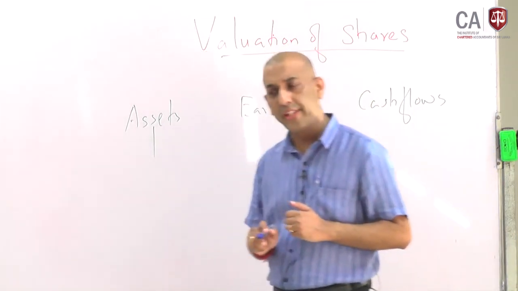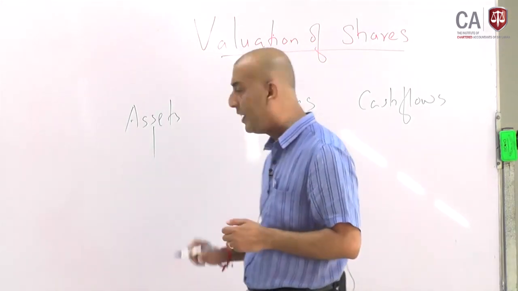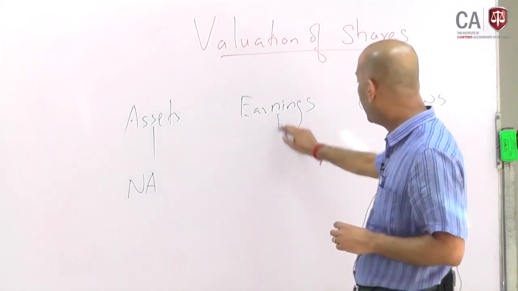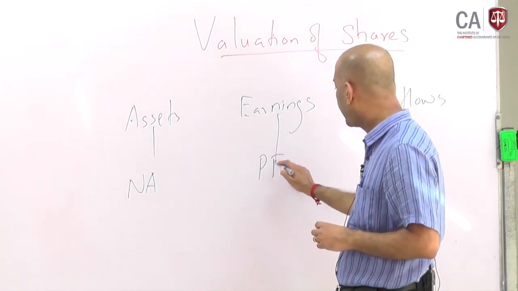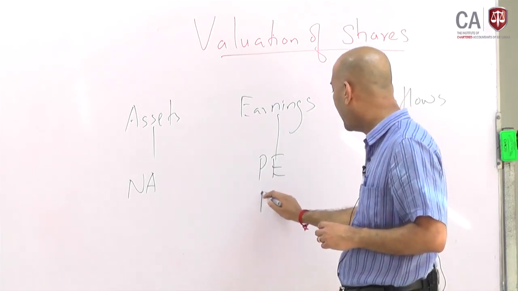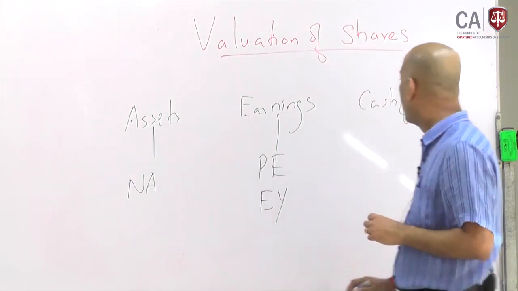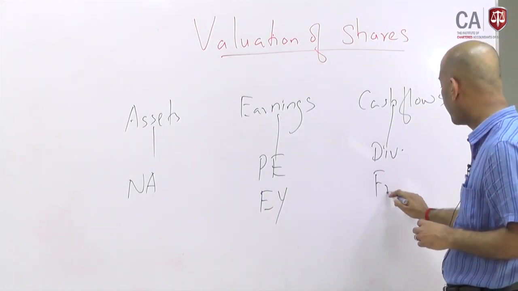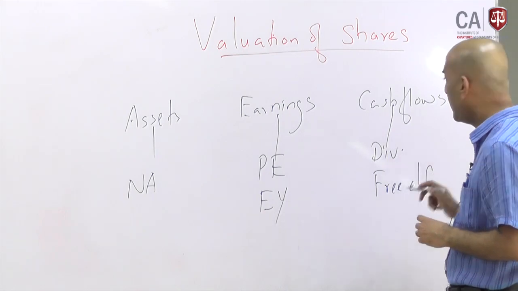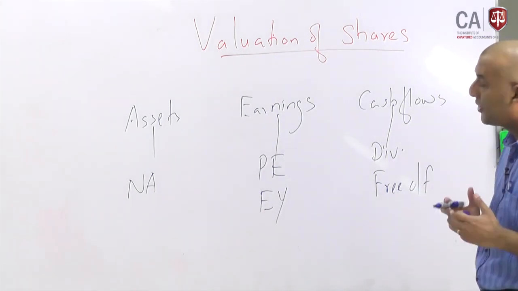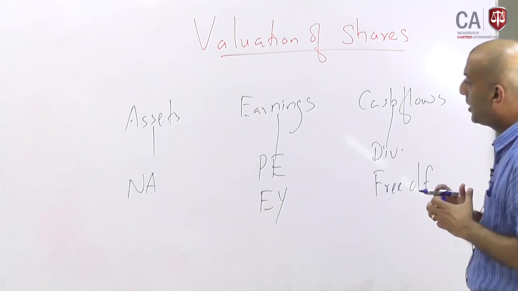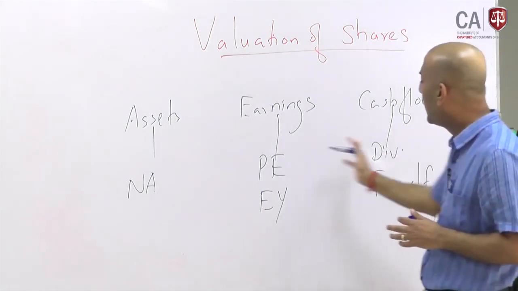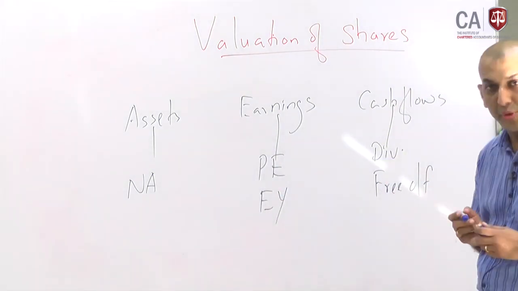So on the asset based valuation, the key valuation method will be net asset basis of valuation. We'll come to that. Then earnings methods of valuation, it's the PE method of valuation or earning yield method of valuation. Cash flows, you could be using dividend cash flows or free cash flows. So you would see that there are various methods we will be learning. Those either fit on to assets based or earnings based or cash flow based. These are the key methods of valuation we will be discussing today.